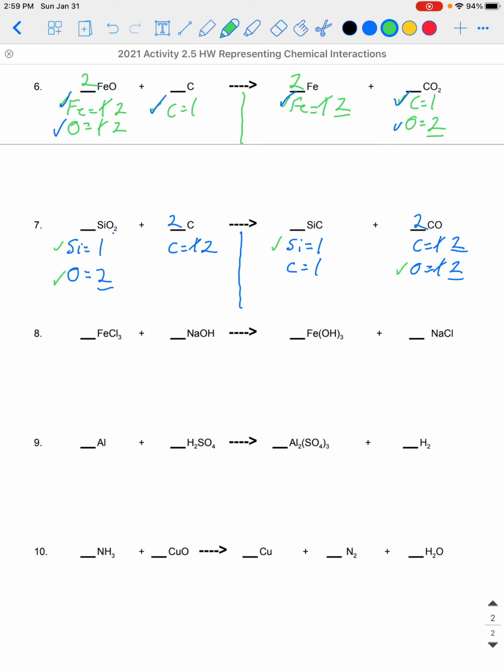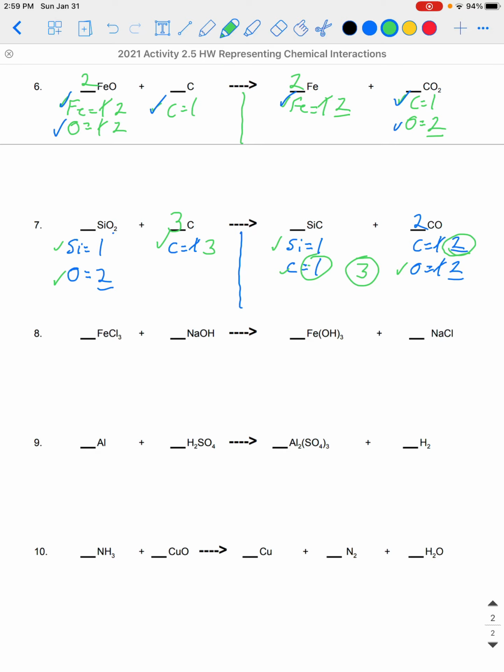We have 2 plus the 1 carbon. So we need to fix this. We need 1, 2, 3 carbon. So we need a 3 as our coefficient there. That looks better. 3 and 3.